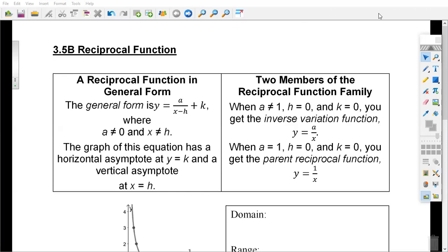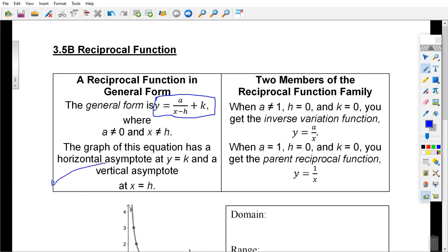So if you look right here, our reciprocal function in its general form is going to be y equals a over x minus h, plus k. Okay, where a cannot equal 0, so a is not going to be 0, and x and h cannot equal each other. The graph of this equation has what we call a horizontal asymptote and a vertical asymptote.